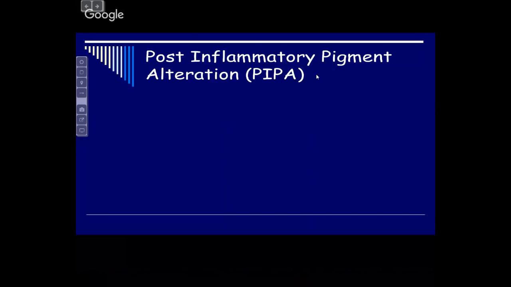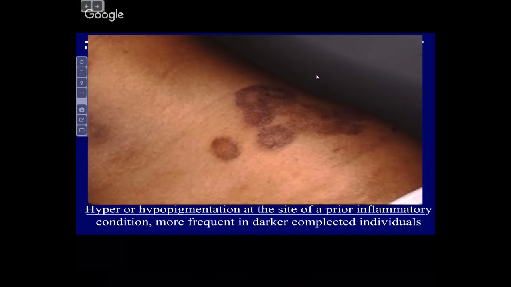So what do you see in post-inflammatory pigment alteration? These are usually resolving lesions. The patient might have had some sort of an eczematous process, but now it has resolved, or the patient had some sort of a psoriatic lesion. Any inflammatory process that has resolved can end up as post-inflammatory pigment alteration. Like the name suggests, there was an inflammatory condition going on, now it is resolved, so you're left with some pigmentation. This is an example of a post-inflammatory pigment alteration.